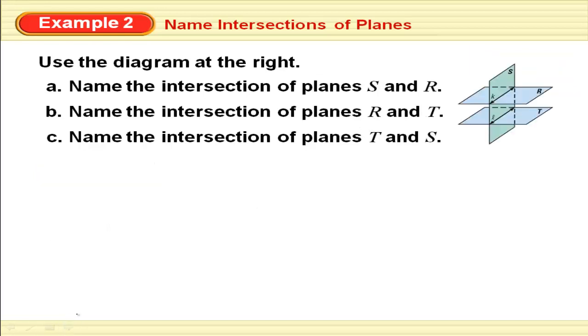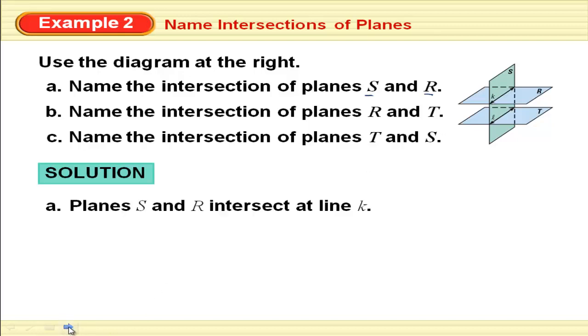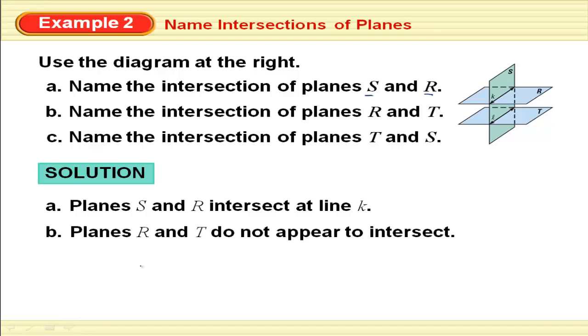Let's look at the example with intersecting planes. When plane S intersects plane R, plane S is this plane that's vertically going up and down, and plane R is the horizontal top plane. They intersect at line K. That is the answer to letter A. Letter B, planes R and T, they do not intersect at all. They have no points in common. And planes T and S intersect at line L. Okay?